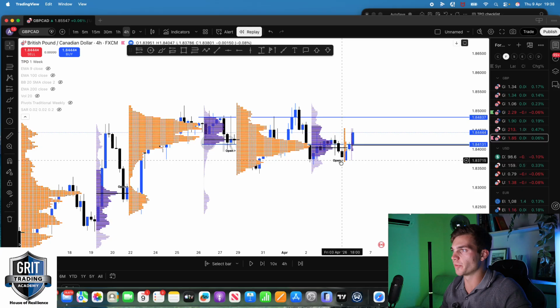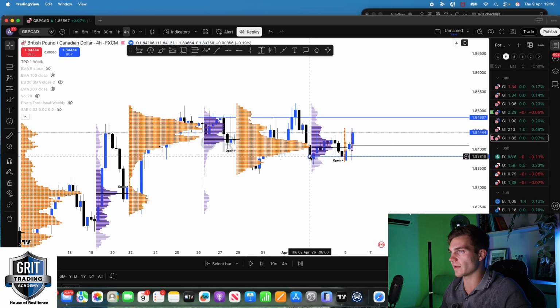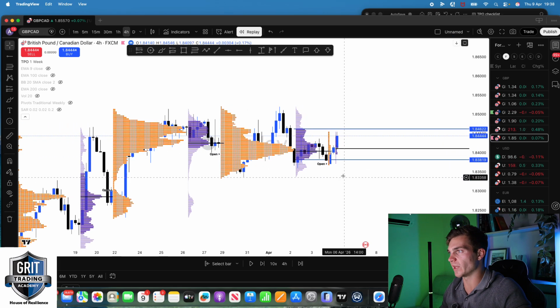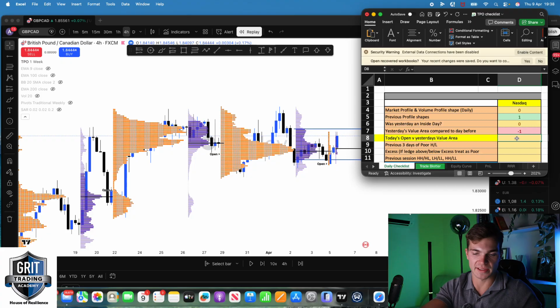We can see that the open was below yesterday's value area. So this is the value area that we're looking at. We have to wait for this new week to start, and we can see that the open was actually below there. So that goes down as a -1.